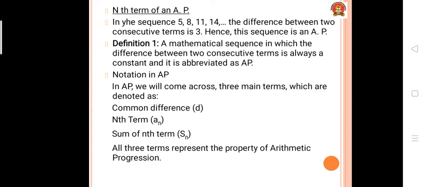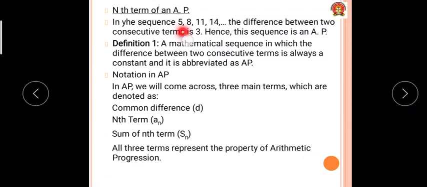Okay, now see, in the sequence 5, 8, 11, 14, the difference between two consecutive terms is 3. Hence the sequence is an AP. 8 minus 5 is 3, 11 minus 8 is 3, 14 minus 11 is 3. It means the common difference between the terms is constant, and therefore this is an AP, or it is already given.